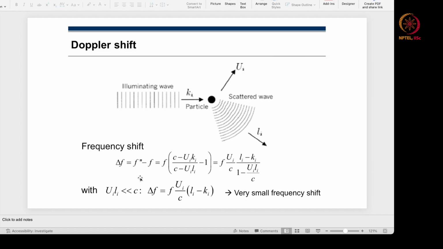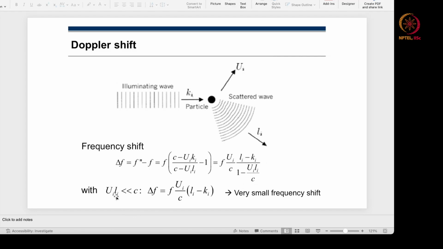Okay, so let us look at this particular thing. The frequency shift now is f double prime. Why is it f double prime? There is a frequency shift that this particle sees, and then there is an additional frequency shift which the receiver here actually sees because of this moving particle. So f double prime is whatever frequency the receiver at the end, or the photodetector, actually looks at. So f double prime minus the original frequency f, which is the frequency of the illuminating wave, is given by this relationship.